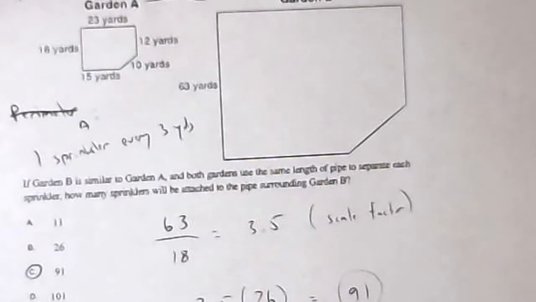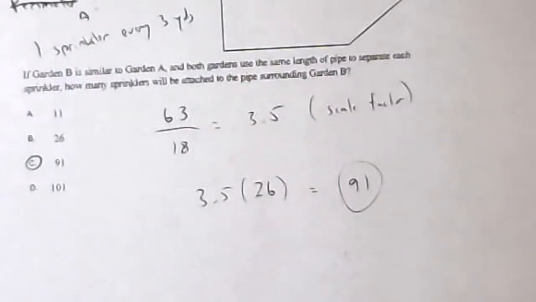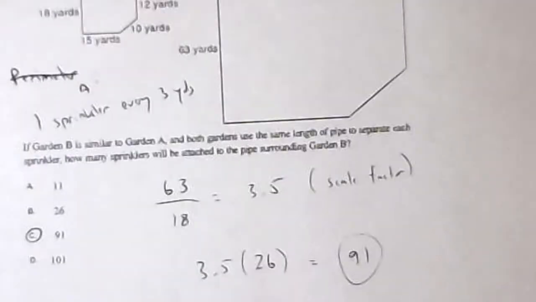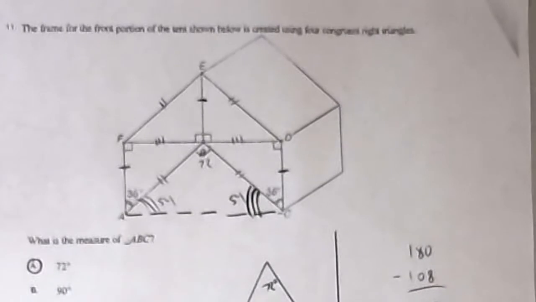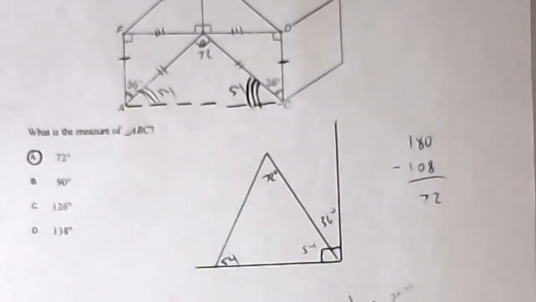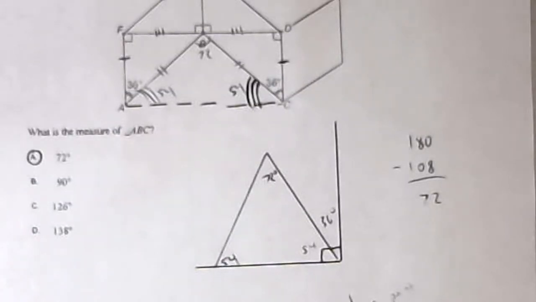Here I use the one sprinkler every 3 yards. The dimensions will be in proportion by multiplying by the scale factor. That's redrawn, my scale's off.